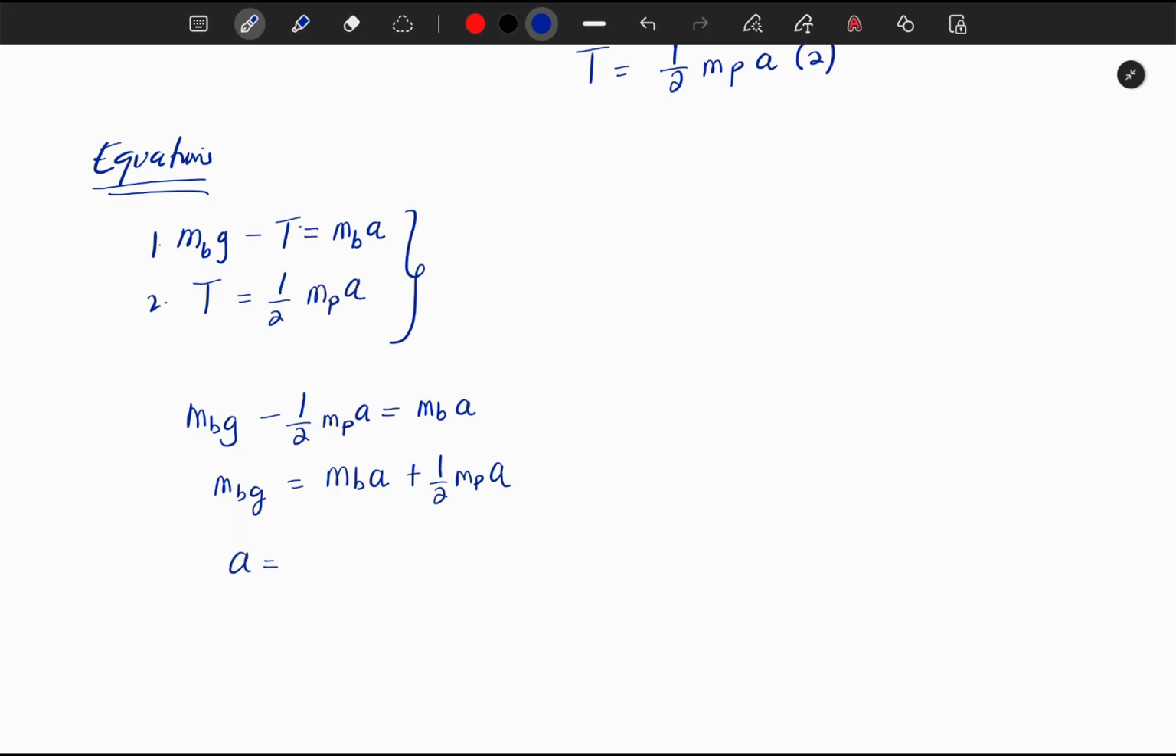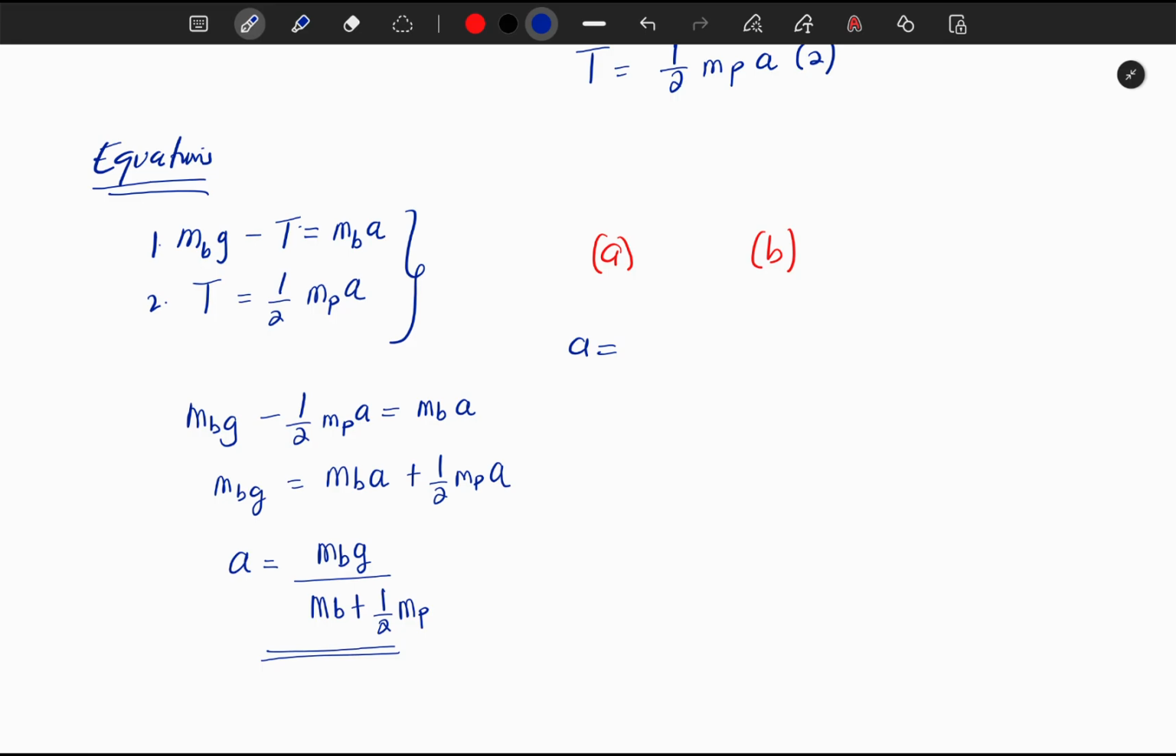So now acceleration will be equal to mass of the block multiplied by gravity over, I factorized the acceleration here, meaning I'm going to have the mass of the block plus half mass of the pulley. This is going to give me acceleration. Let's find it, in fact. So we get part A and part B simultaneously. So if I plug in everything there, let's do that.